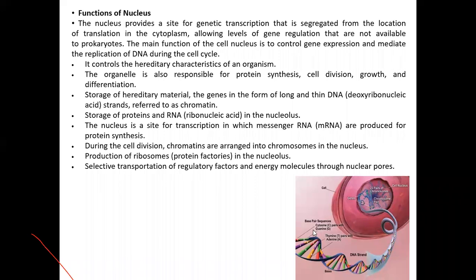Then they also store proteins, as in a nucleolus. During cell division, chromatins are arranged into chromosomes. Loosely arranged chromatin threads form a chromosome structure during cell division, and division takes place. They help in protein synthesis as in ribosomes, and selective transportation of regulatory factors and energy molecules through the nuclear pores. If any important proteins are synthesized in the nucleus, they are transferred from the nucleoplasm to the cytoplasm with the help of nuclear pores.